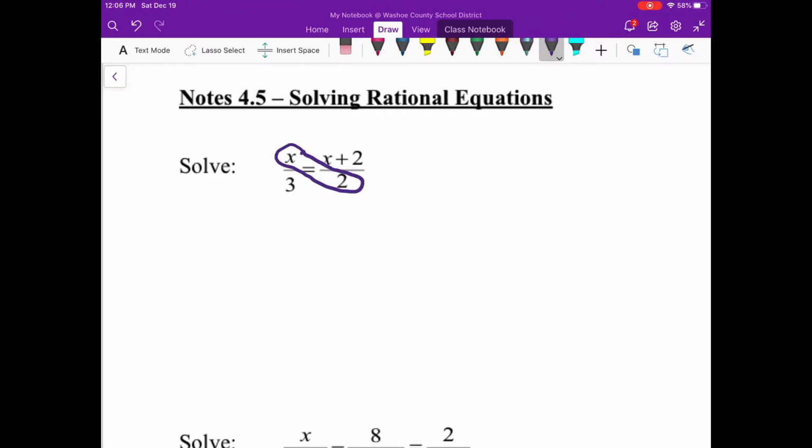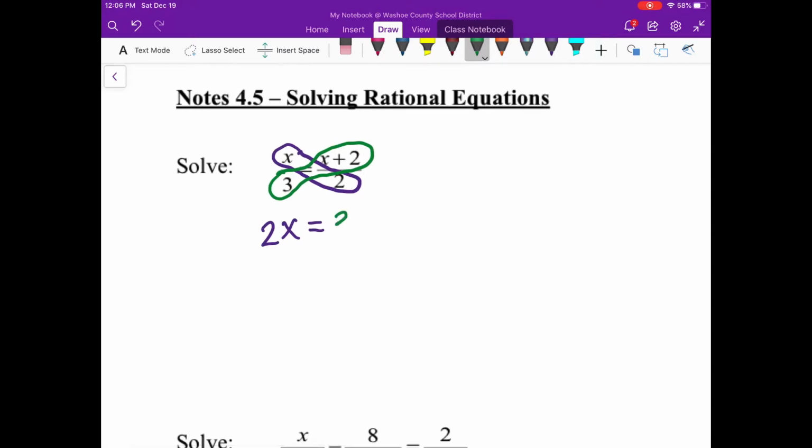And usually what we do here is we cross multiply. So cross multiply means I'm going to multiply x times 2, which I'm going to write as 2x. That means they're being multiplied. And then 3, I'm going to multiply to everything on the other side of the equal sign. So that means I'm multiplying 3 times x, giving me 3x, plus 3 times 2, which gives me 6. Okay, so then I'm going to go ahead and solve for x.